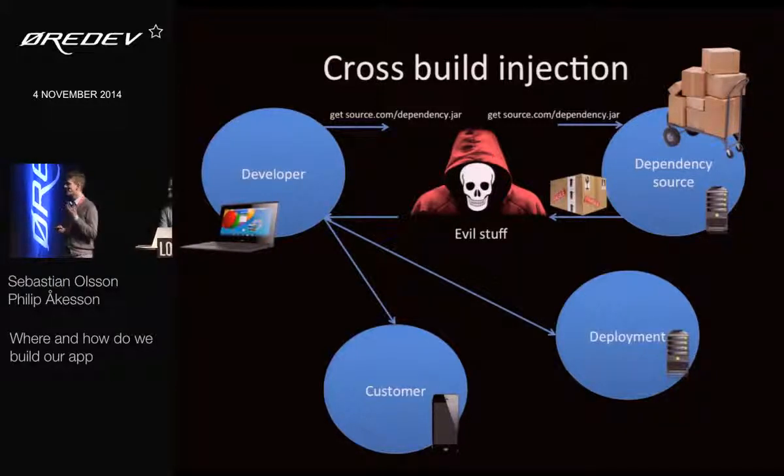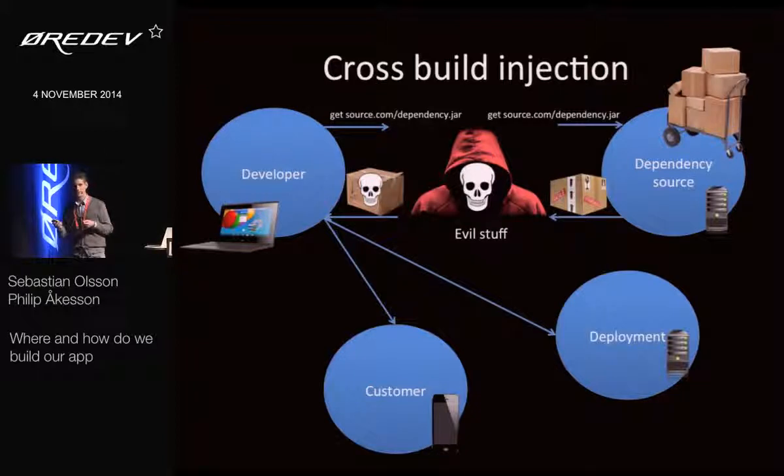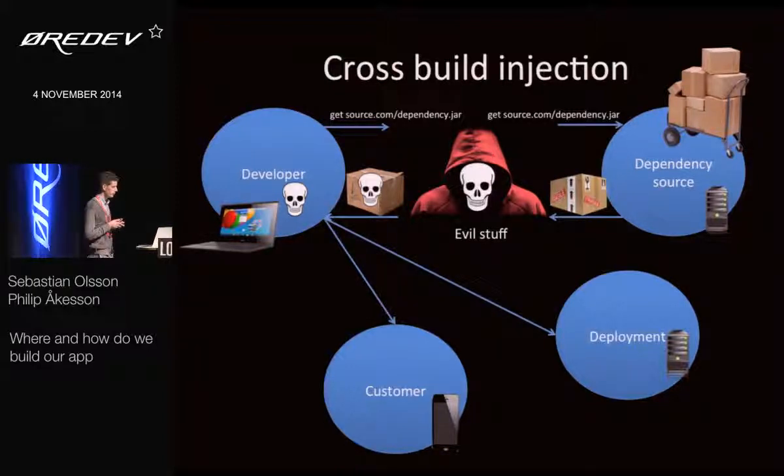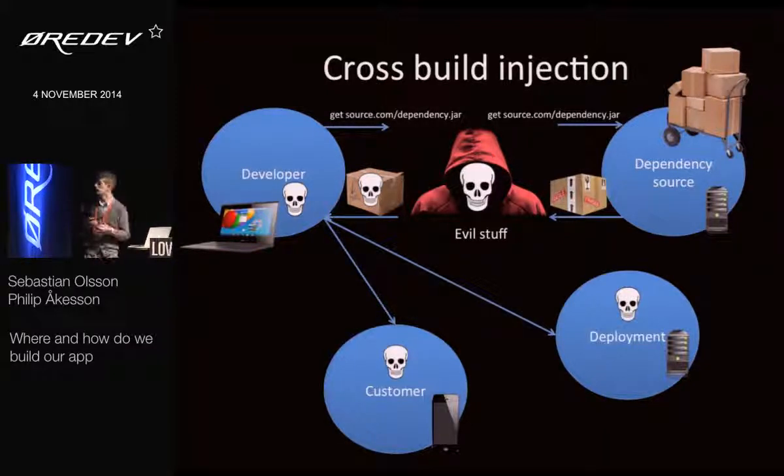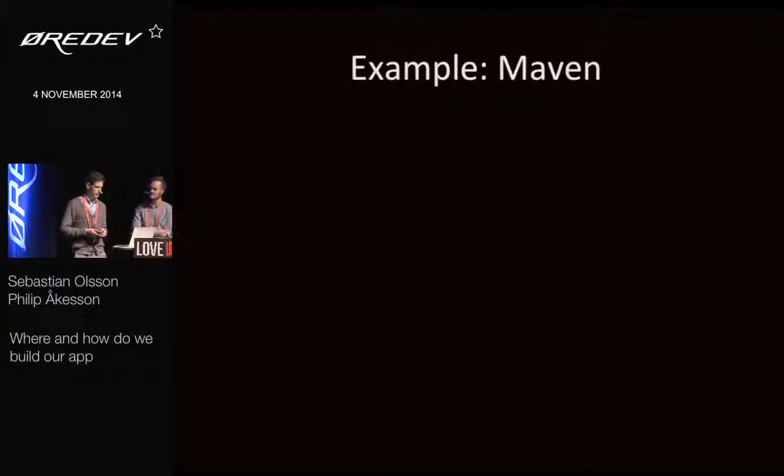Then this package will, of course, get the evil code injected into it. You will store it on your computer, in your dependency cache, and you will build it into your product, which then is deployed to a server or published to maybe an app store and released to your customers. And we're going to show an example of that in Maven in a minute.